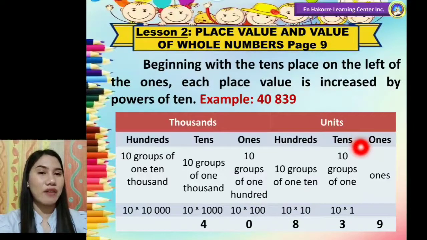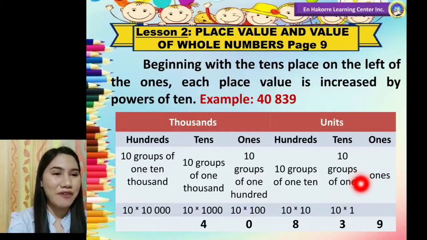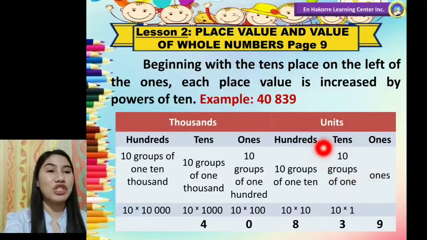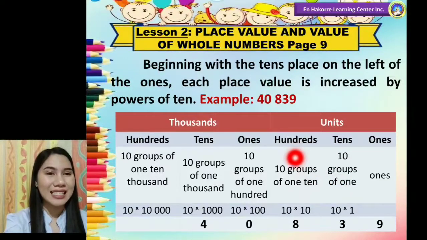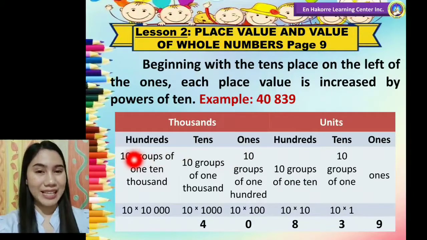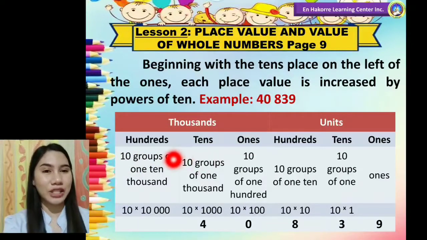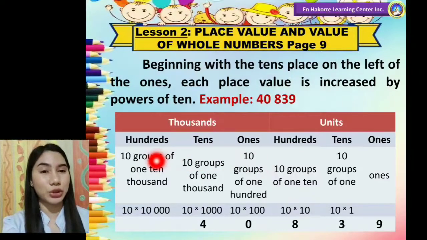First you have your ones. The place value of ones has the value of 9. The place value of tens has the value of 3. The place value of hundreds has the value of 8. Let us proceed to the thousands place. In your thousands place, you also have your ones, tens, and hundreds, but these are all under the thousands place.